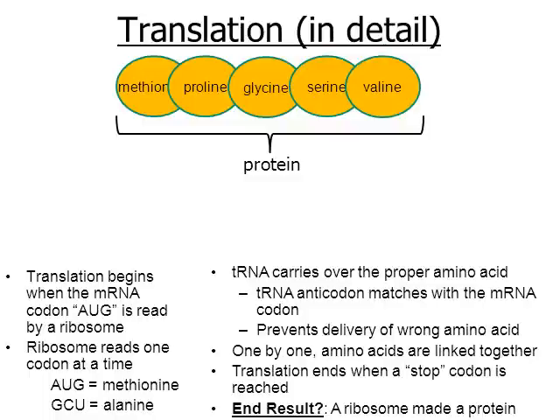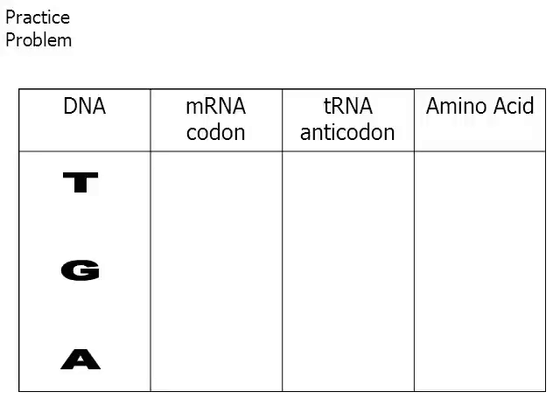And so here's a couple practice problems. If I were to give you the DNA letters TGA, pause the video and fill out the mRNA letters that TGA would create. I'm going to show the answer in 3, 2, 1. If the DNA letters are TGA, the messenger RNA codon would be ACU.